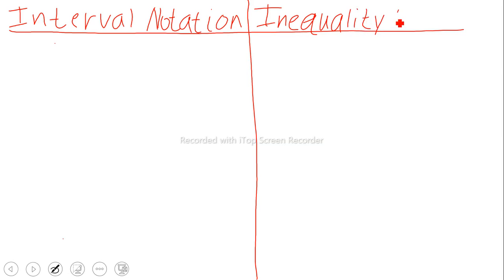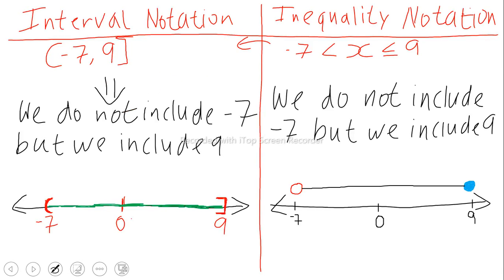So on one side we have interval notation, on the other side we have inequality notation, and we are considering the instance where both are closed. So what if we are closed on the A, and let's say we are also closed on B? What does that mean? Well, open on 7 means that we do not include 7. Closed on 9 means that we include 9.